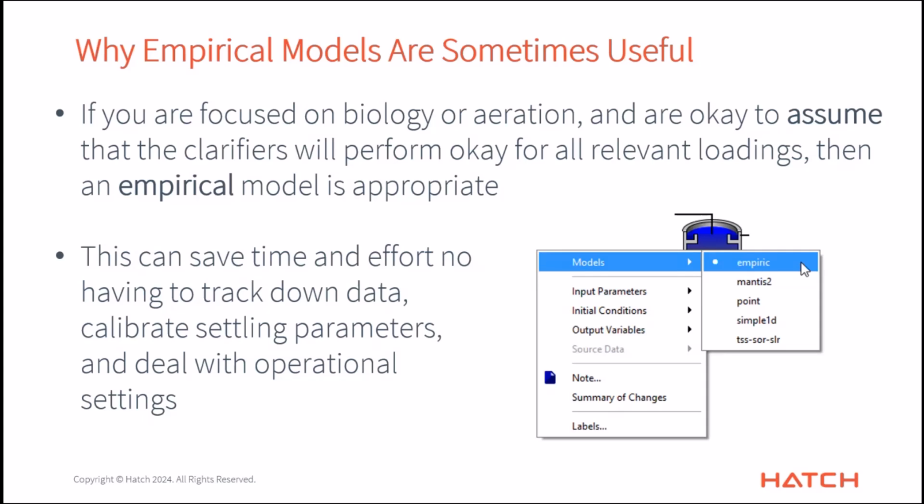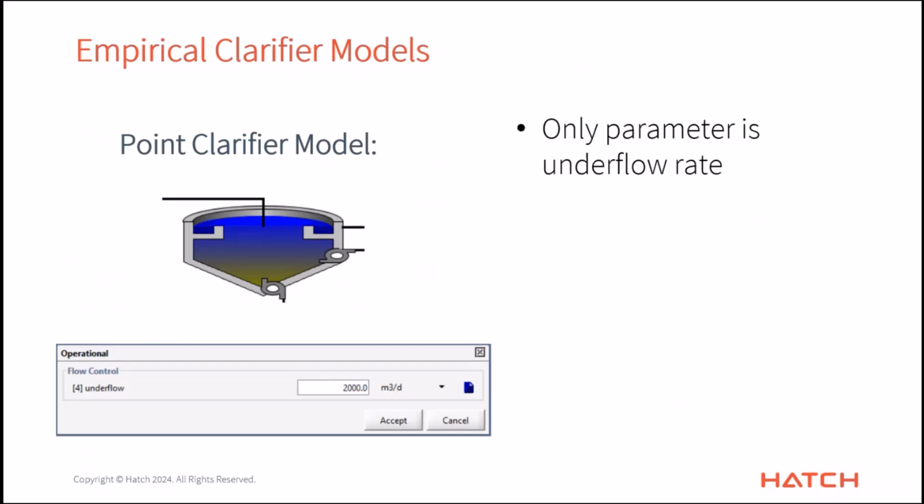And as I mentioned, it saves time because in the 1D models, you have to set a lot more parameters, and you do have to calibrate the settling parameters and so on. And so maybe you don't need to spend a lot of time on that if you know that's not too important for what I'm trying to achieve. Okay, so now I'm going to run through all of these clarifier models and give you a rundown on what the parameters are, what they mean, and give you a sense of what they do.